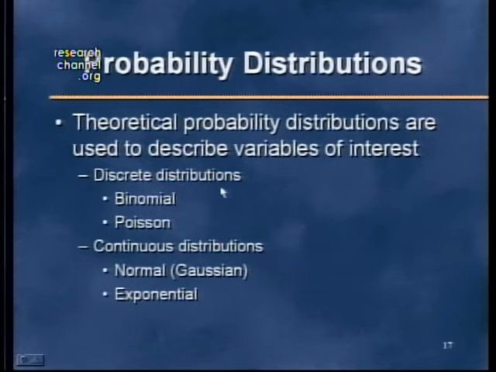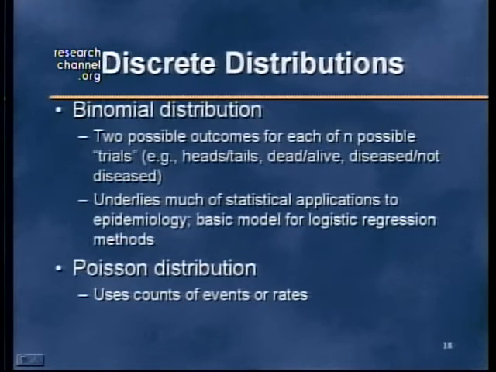For discrete distributions, the binomial and the Poisson probability distributions are often used. For continuous, by far the normal or Gaussian distribution is often used, and another one that's commonly used is the exponential. I'm only going to describe the situations in which you might use a binomial distribution.